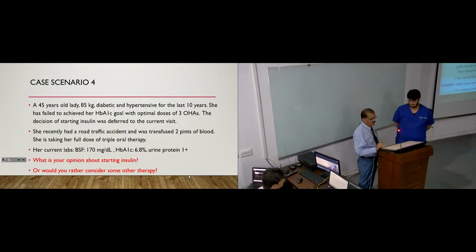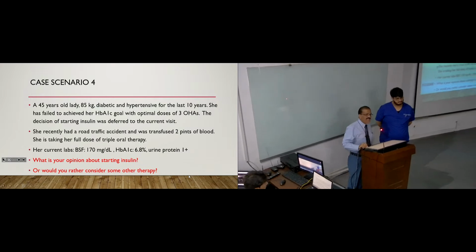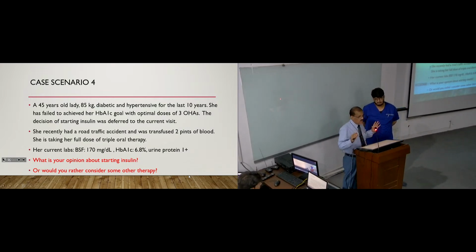GLP-1 receptor agonists, in an ideal world, would be preferred over insulin because they extend cardiovascular and renal benefits. But they're very, very expensive, an average of 20,000 per month. So depending upon the patient's pocket, you would decide. Insulin is the ultimate thing. I would rather give insulin, because for HbA1c I would consider whether she can comfortably afford it without compromising her other life budgets.